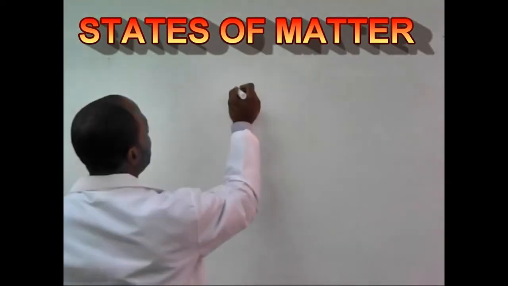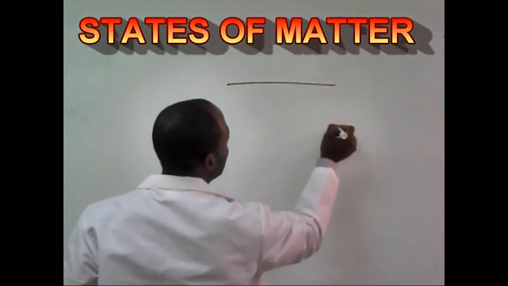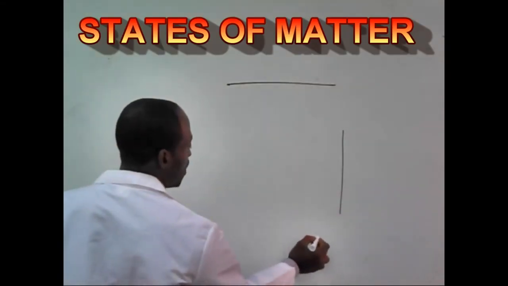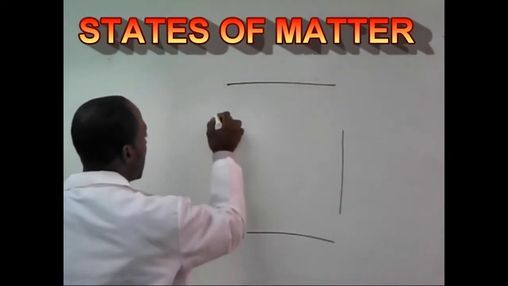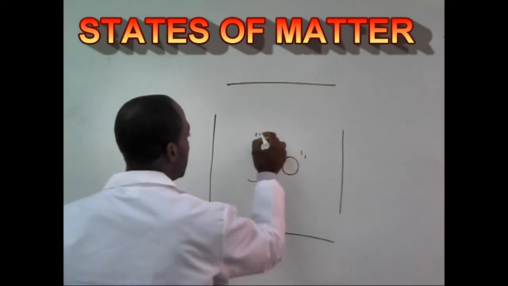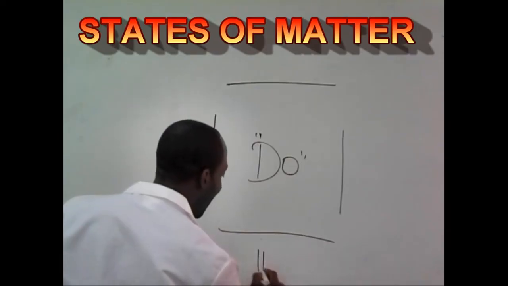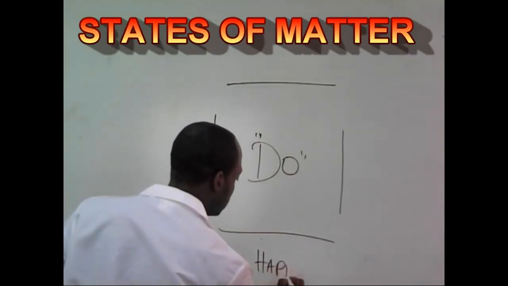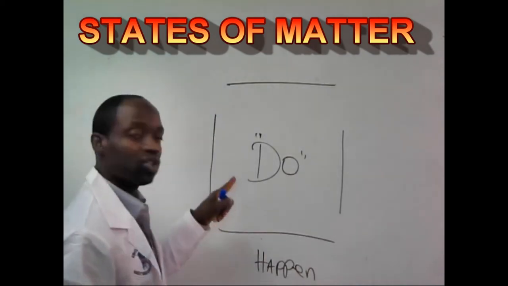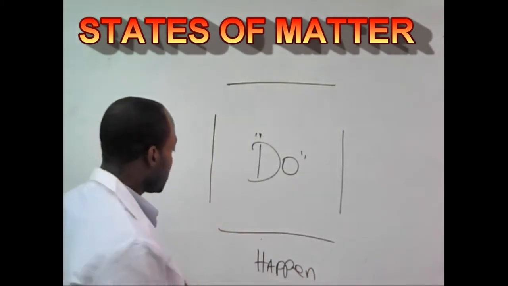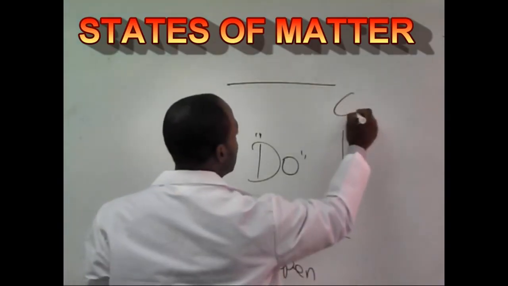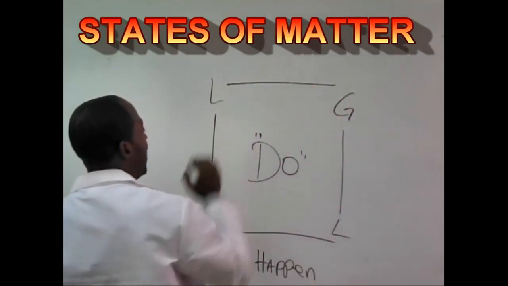Alright, so first thing you want to do is draw a box and leave an opening in between when you do your box. Inside here, I'm going to put the word do, and out here, I'm going to put happen. For something to happen, you must do something. Let's put S right here, L right here, G right here, and L right here.